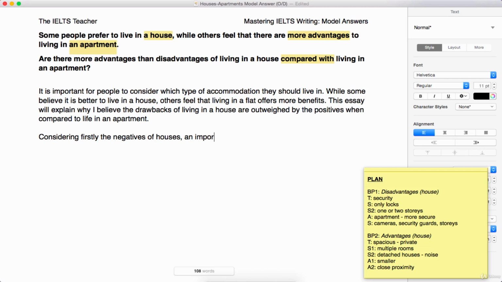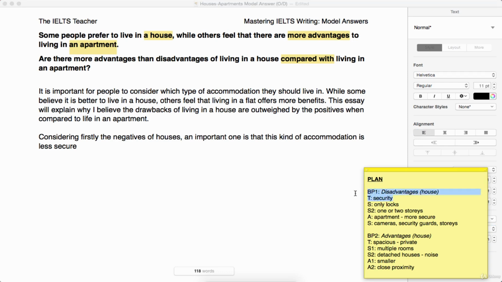An important one. Notice the one here. Be careful with the way that you use the word one. We can use one to refer to a negative here. So one of the negatives, if you can say it like that, it probably works. An important one is that this style, form, kind of accommodation is less secure. So we've got security, less secure.